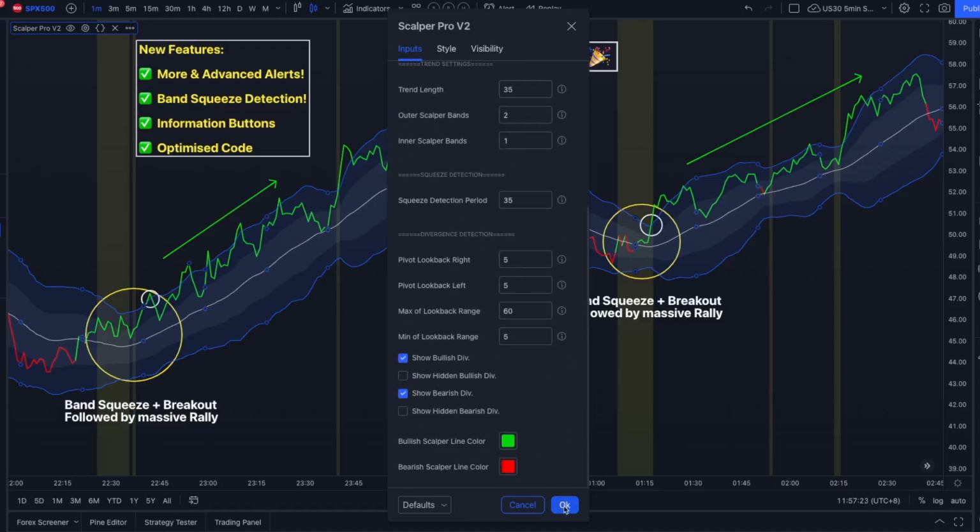Alright guys, now I'm ready to show you a few trade examples. I'd say let's get straight into it.